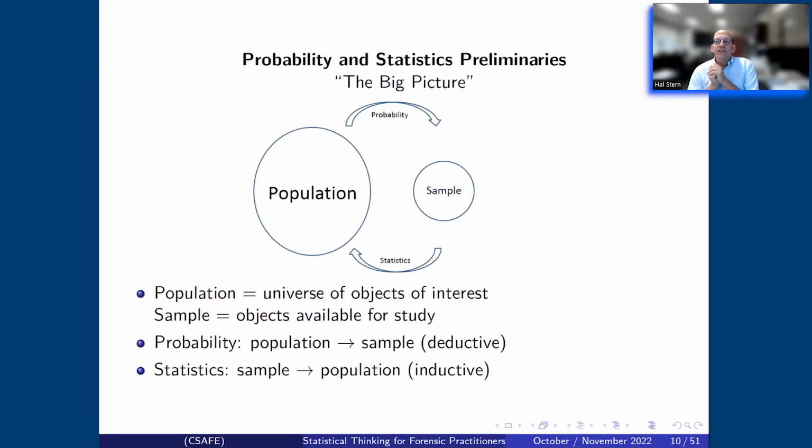And statistics is the field that says, here's what I've seen in a sample, and here's what that allows me to infer about the population. So as we will see over the course of the 4 weeks, this picture will come up more than once. We use it both ways. If we know something about the population, we can say something about the sample. If we know something about the sample, we can say something about the population.